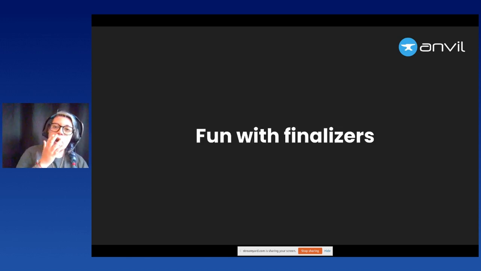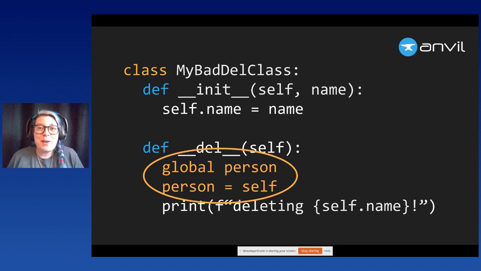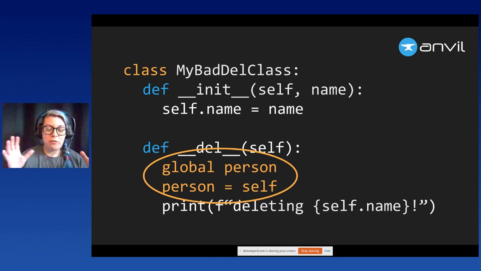All right. I mentioned earlier that there is a way that this garbage collection process can be aborted. And that is if the finalizer method does something to create a reference to the object in question outside of the cyclic isolate. We'll see an example of what that looks like. I'm going to define a new bad class called MyBadDel class. What this does is, in its del method, it creates a new global variable called person, and then assigns the object that is in the process of being deleted to that person variable. It's creating a new pointer in the global namespace and assigning itself to it. And then it'll print the statement that we had before.